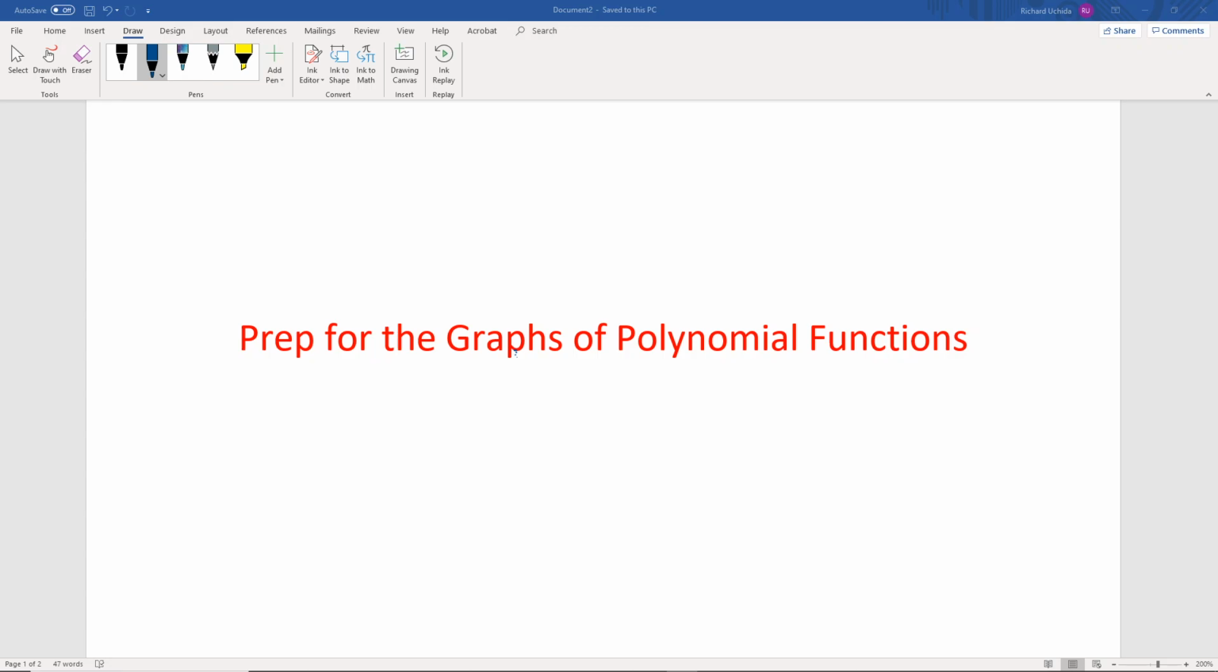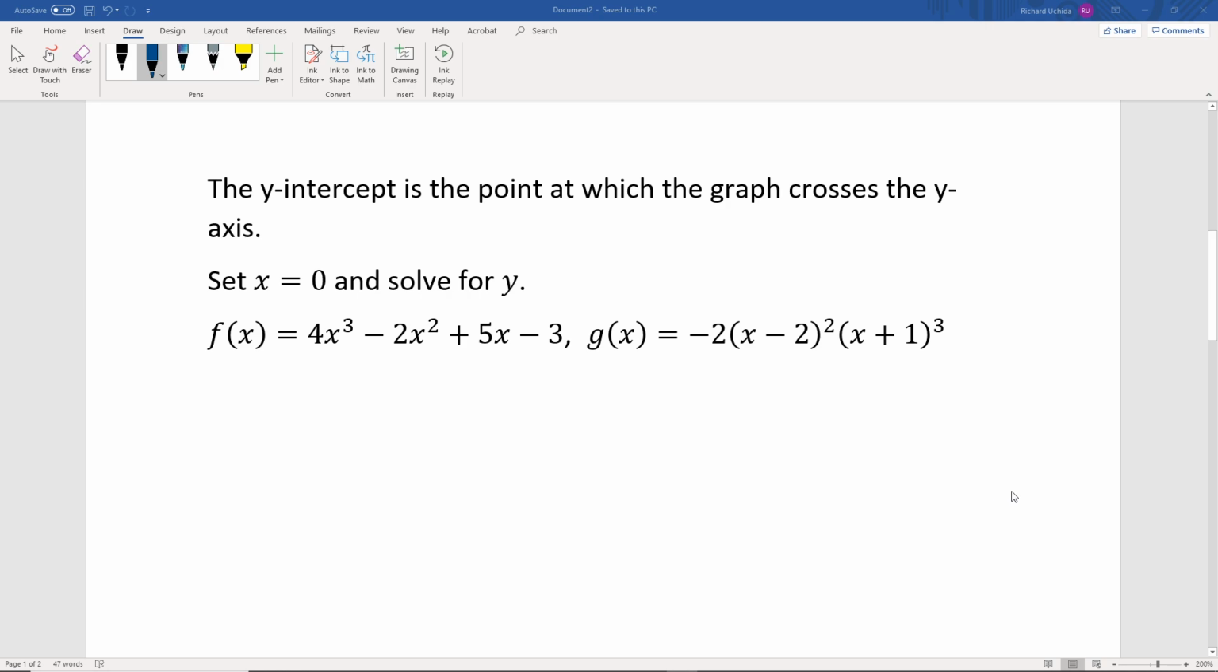In this video, we'll prepare to prep for the graphs of polynomial functions. When we're looking at various properties of the graphs of polynomial functions, one of the first things we've got to do is look at the x and y intercepts. A reminder that the y-intercept is the point at which the graph crosses the y-axis. The way you find that is to set x equal to 0 and solve for y, or find the value of the function when x is 0.